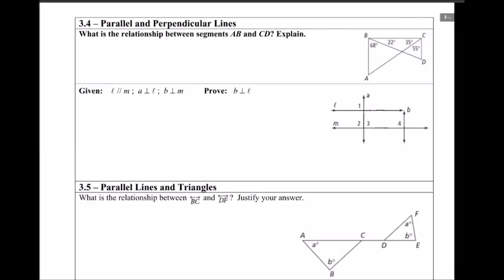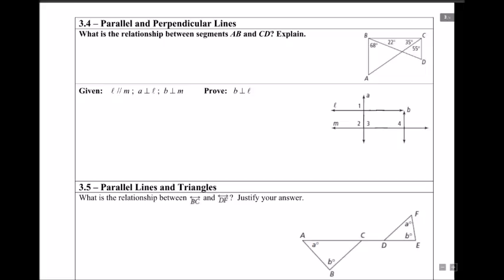Okay, this is the second half of the Chapter 3 review. We are going to do 3.4, 3.5, 3.7, and 3.8. So let's start out with 3.4 here, parallel and perpendicular lines.